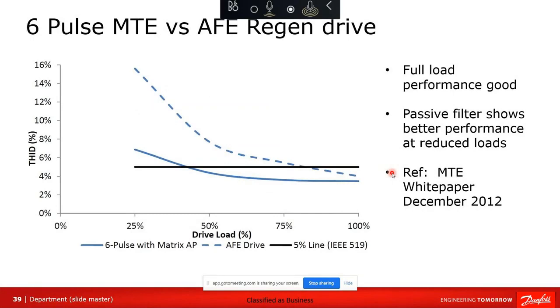So here's some examples, and again, this engineer in Texas wanted to see the difference between a 6-pulse passive filter and a regen drive. And then we did it again with an 18-pulse drive. And the data here comes from an MTE white paper, and I have a couple other slides that actually reference the author. This is a 6-pulse drive with a passive harmonic filter, and then you can see the regen drive is the dashed line when you look at harmonics performance.